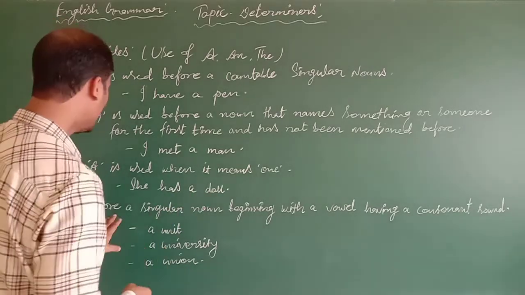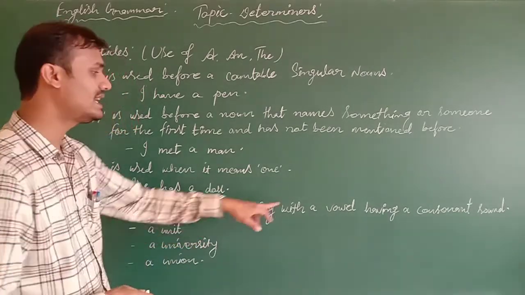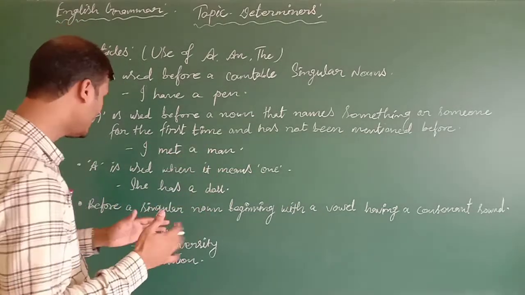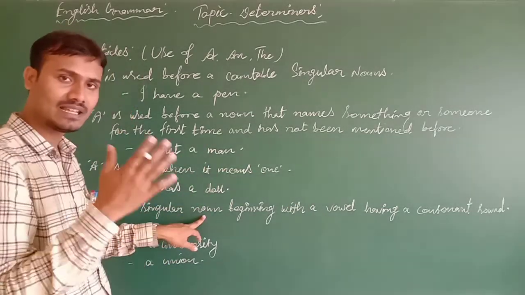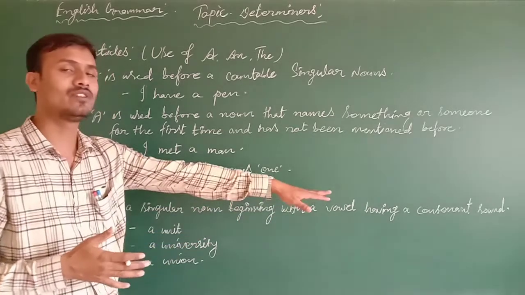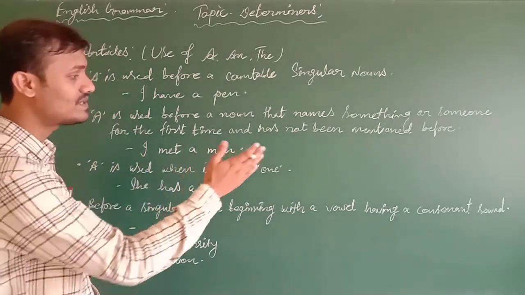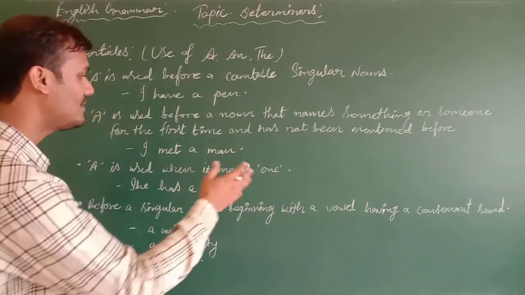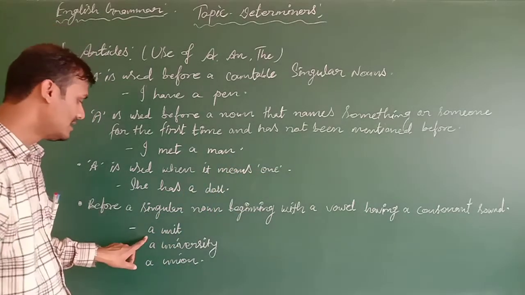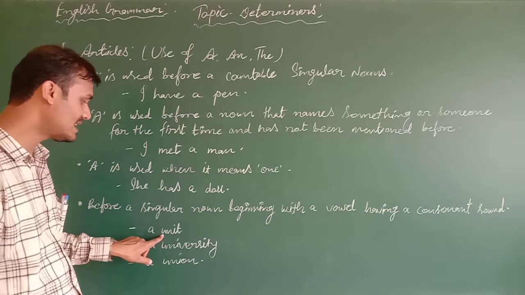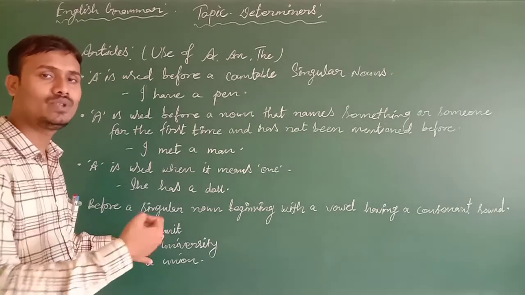Now let's move ahead. Before a singular noun beginning with a vowel having a consonant sound. Getting me? Before a singular noun, the noun should be singular, beginning with a vowel, जो vowel से start होती है, but have what kind of sound? The consonant sound. Example, a unit. Getting me? A unit. Unit starts with you. What is you? You is a vowel.